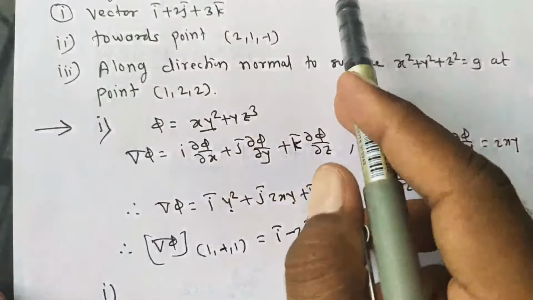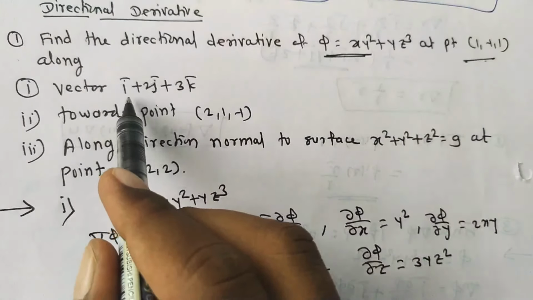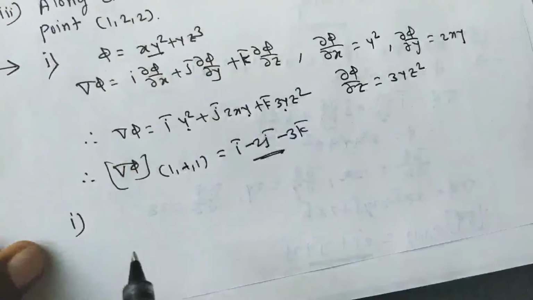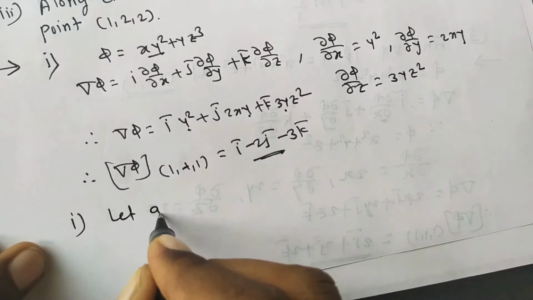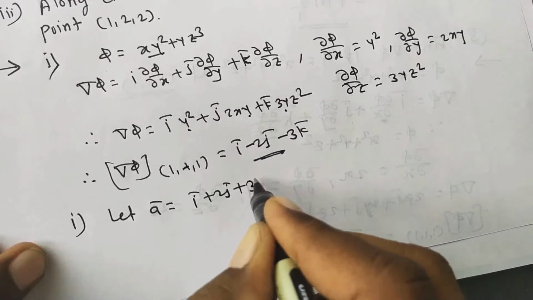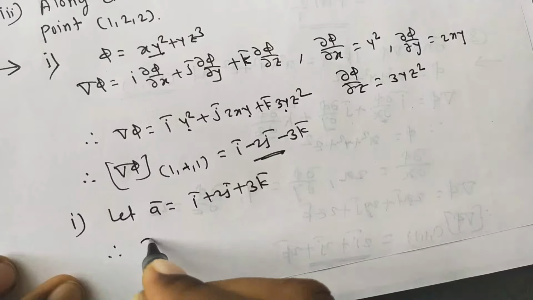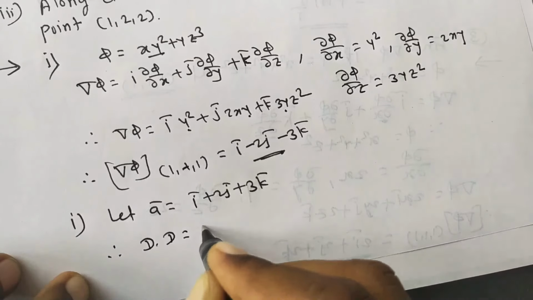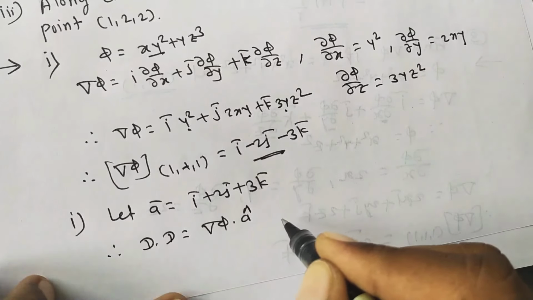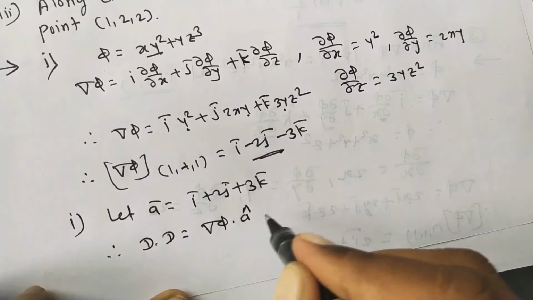The question is to find the directional derivative of phi at point (1, -1, 1) along the vector. Along the vector means this i bar plus 2j bar plus 3k bar. So take this vector as, say, a bar. a bar is equal to i bar plus 2j bar plus 3k bar. This is the given vector. Now to find the directional derivative, we know the formula: directional derivative of phi is equal to del phi dot a cap, where a cap is the unit vector of the directional vector. This means using a bar we can find a cap.